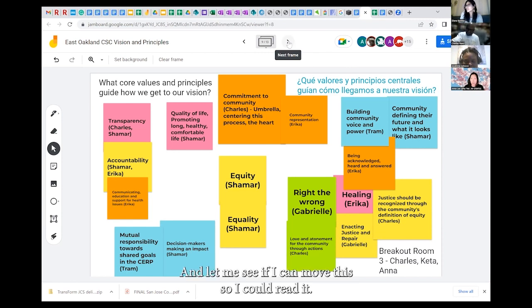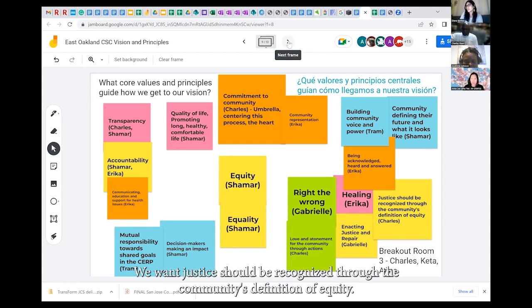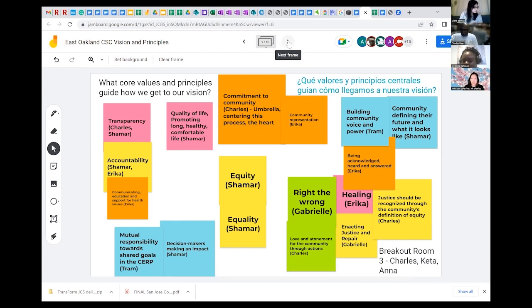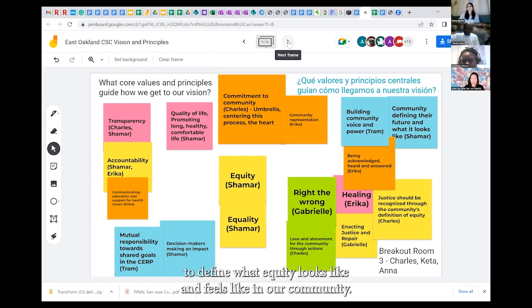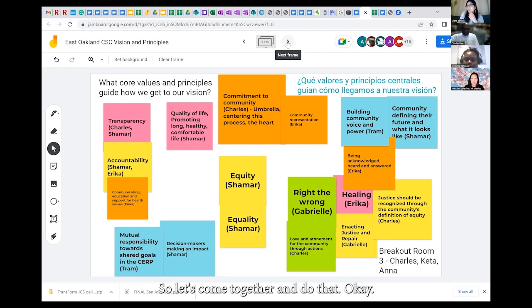Let me see if I can move this so I can read it. We want justice to be recognized through the community's definition of equity. It's up to us, you guys, to define what equity looks like and feels like in our community. So let's come together and do that.